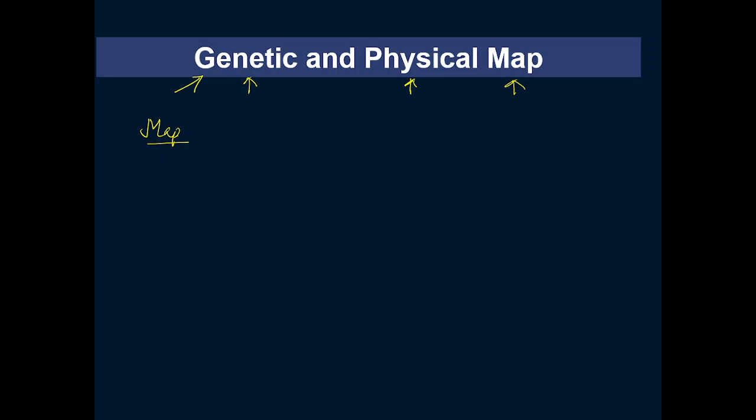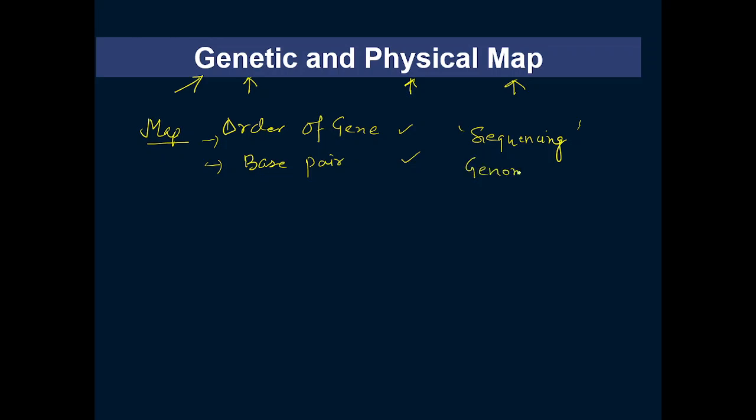In the same way, when we are interested in knowing the order of genes, or the exact base pair difference, or I would say the distance, between genes, then we use a genetic and physical map. Both of them have their own advantages, and they are used for sequencing experiments. When I say this, I am not referring to exact sequencing, but rather to genome annotation.